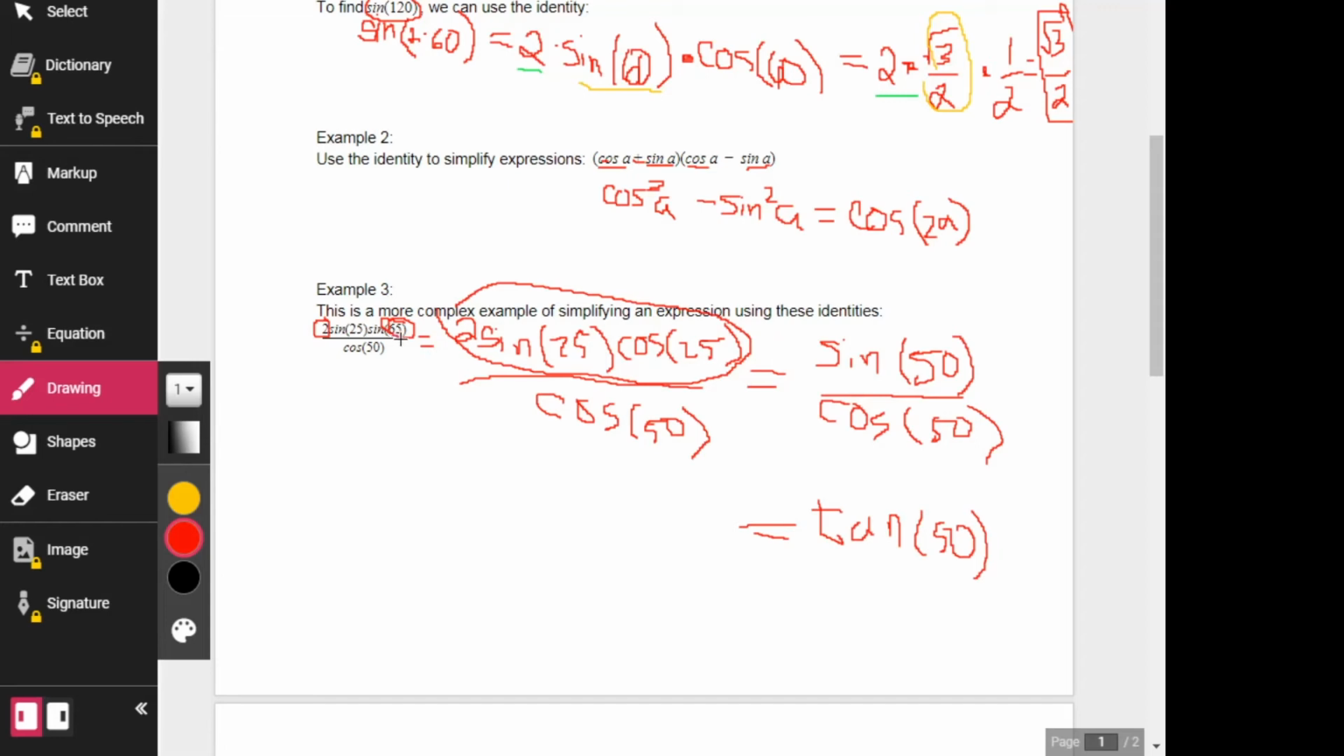Next, we're going to show you the angle sum and angle difference identities. I'll be back with you in just a moment.